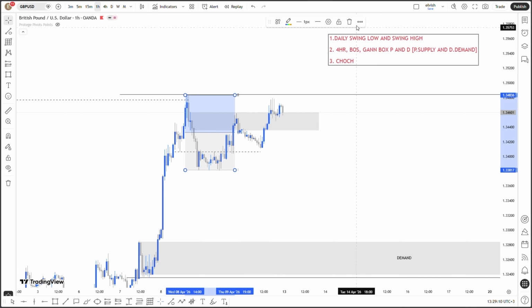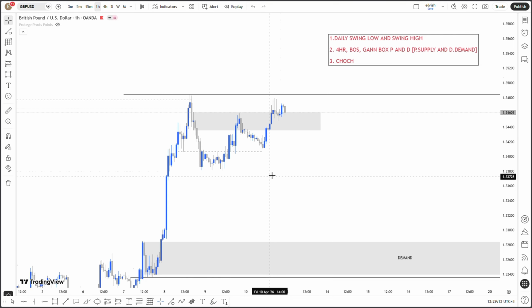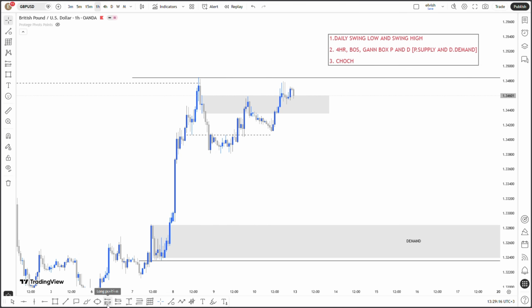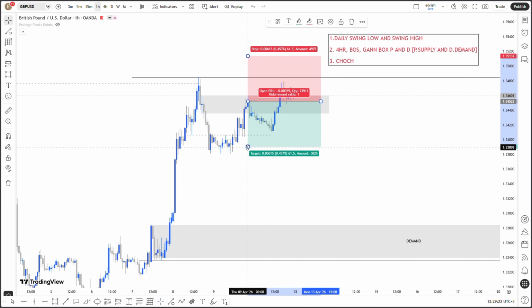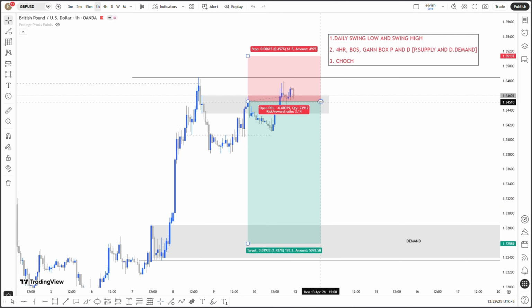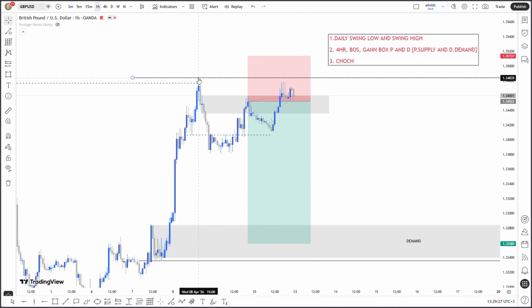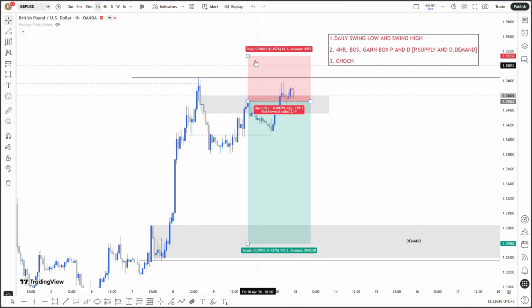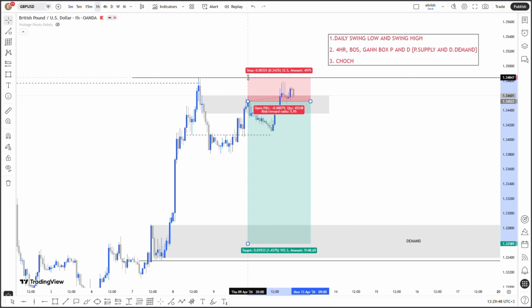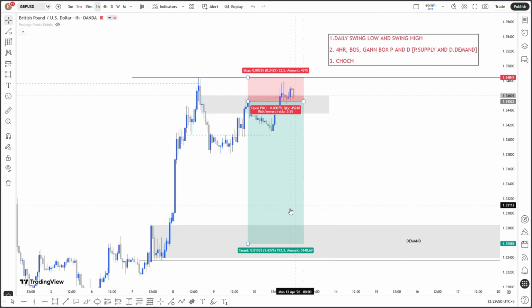So I know that that's my entry. Once price comes back and taps into this zone, I need to target this over here. And where do I put my stop loss? My stop loss is always at this high. It was this high that was broken, that price didn't respect. Remember, this high led to the break of structure, which led to the change of character. So that's where I put my stop loss, and then target the demand.